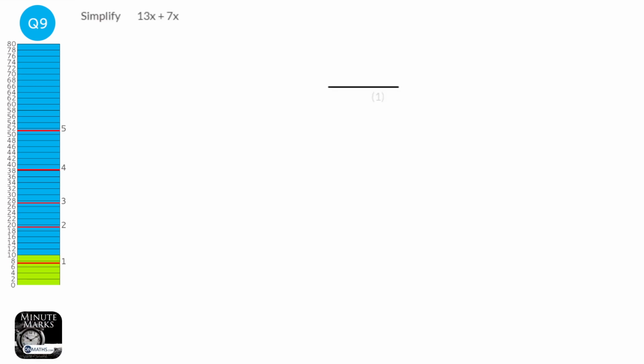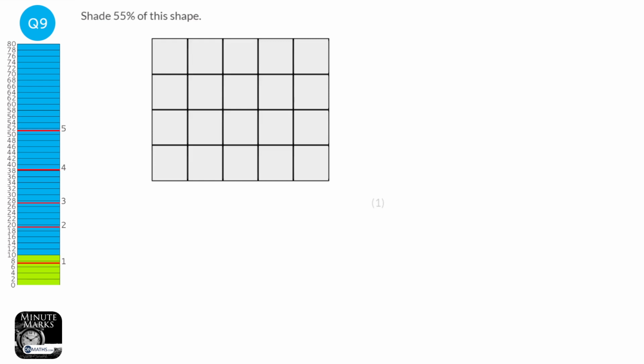In this question we're given 13 lots of x and we're adding 7 lots of x to it. So if we have 13 lots of x and we're adding 7 lots of x, we're going to have 20 lots of x, or 20x.